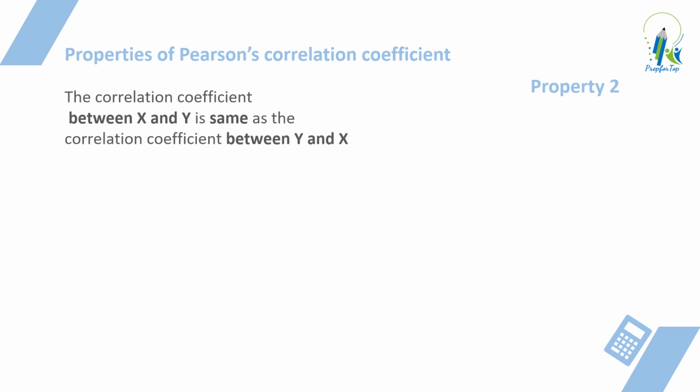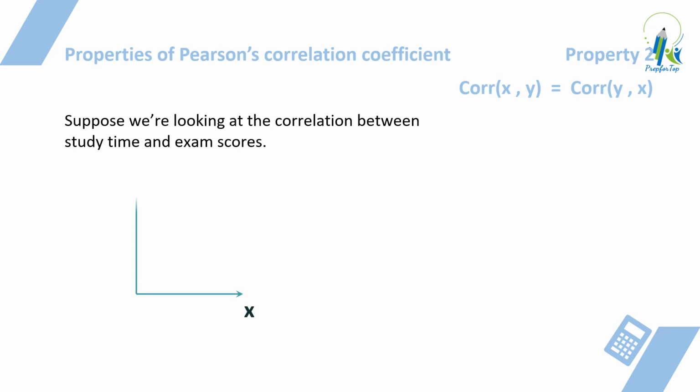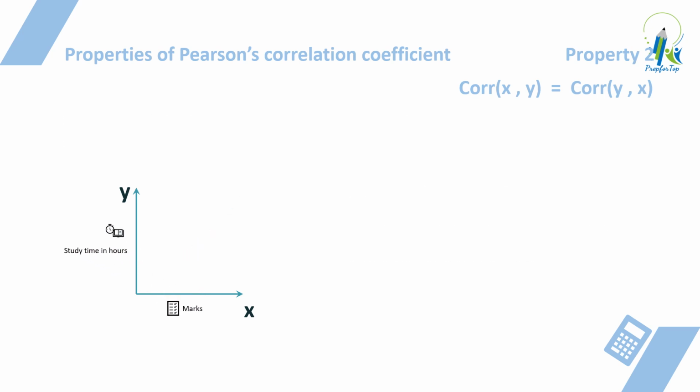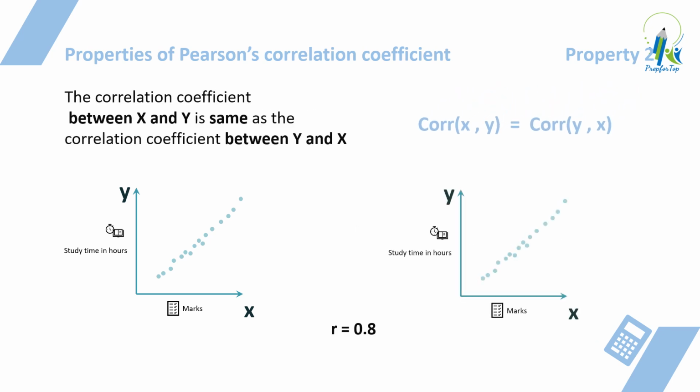Property 2. The correlation coefficient between X and Y is the same as the correlation coefficient between Y and X. Suppose we're looking at the correlation between study time and exam scores. If we calculate the correlation coefficient for study time, X, and exam scores, Y, and it comes out as R equals 0.8, then if we switch them to be exam scores, X, and study time, Y, we'd get the same value, R equals 0.8. The correlation coefficient between X and Y is the same as the correlation coefficient between Y and X.